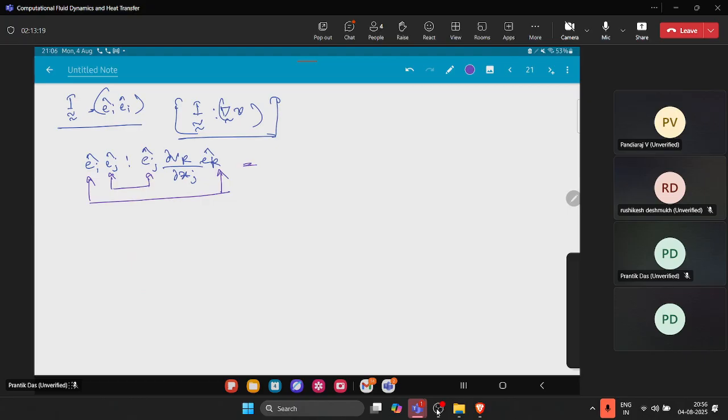This one should be I solved, by the way. e_i cap, and double dot of e_j cap and this e_k cap itself. So are you able to understand it, Pandya Raj and Rushikesh? Okay, okay. Do it, do it.